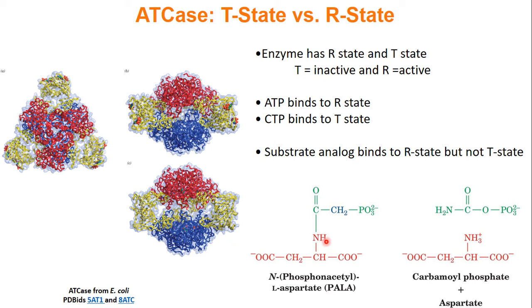And what you find is that your analog, which looks like your actual substrates, will bind to the R state, but not the T state. So this is how we know the R state is the active state, or what the R state looks like, rather.